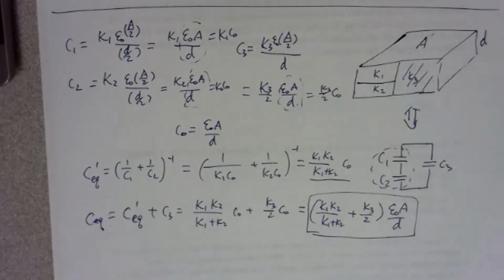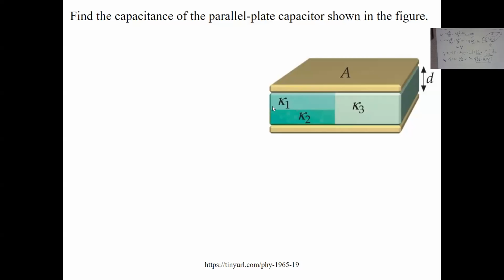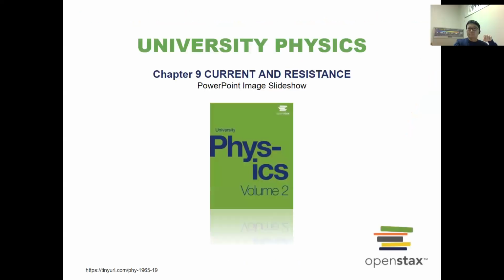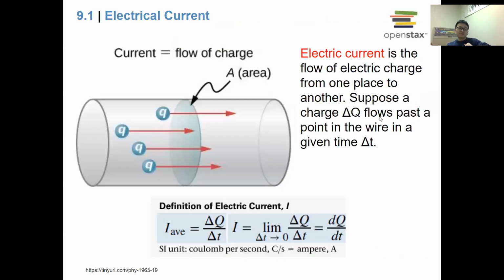All right. So then we'll finish the chapter on the capacitor. Now let's move on to the next chapter, on current and resistance. So first, look at the definition of current. In this case, electric current.